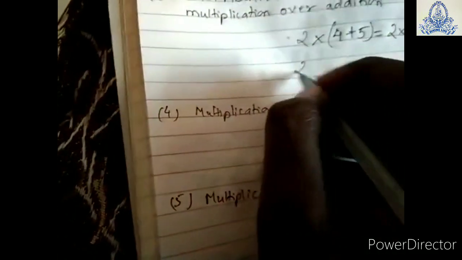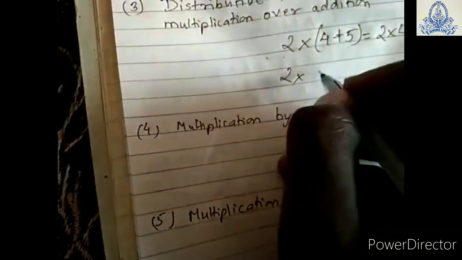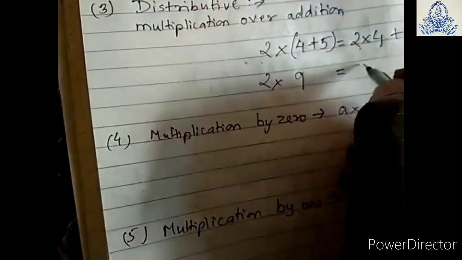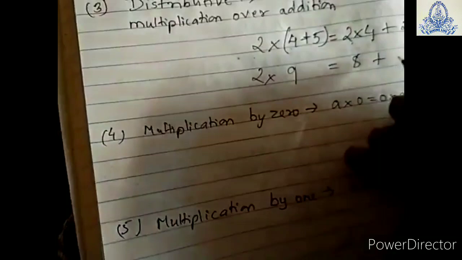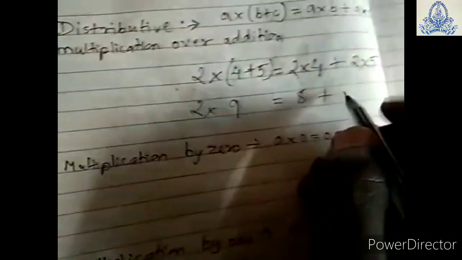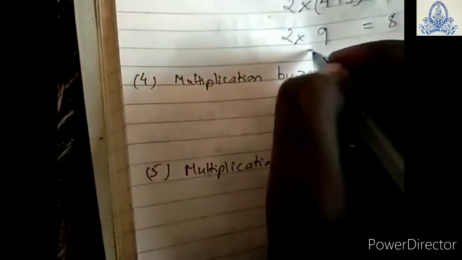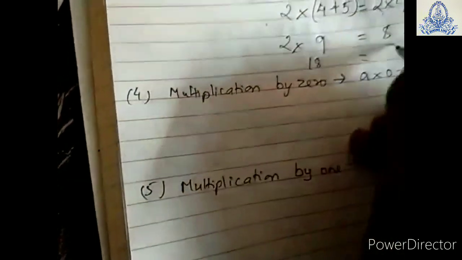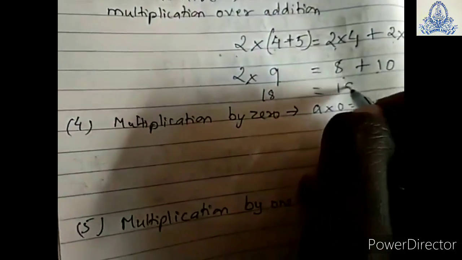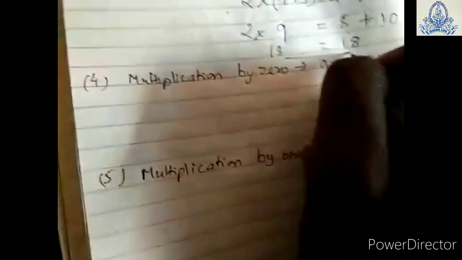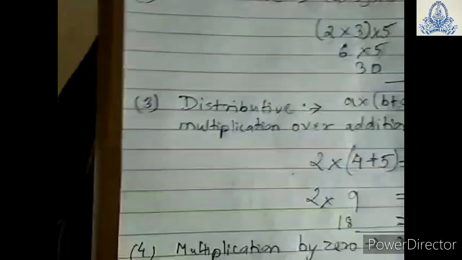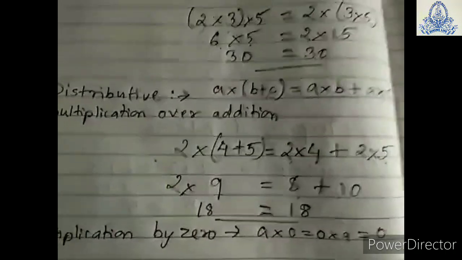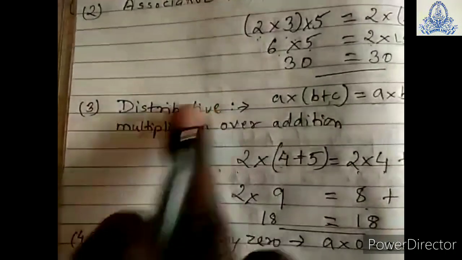So on the left hand side, if we add 4 plus 5, that is 9. 2 multiplied by 4 is 8. 2 into 5 is 10. So 2 multiplied by 9 is 18, and 8 plus 10 is also 18. So students, we get the same answer on both sides, left hand side and right hand side, that is 18. So this is known as the distributive property of multiplication over addition.